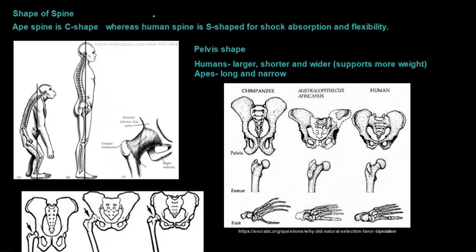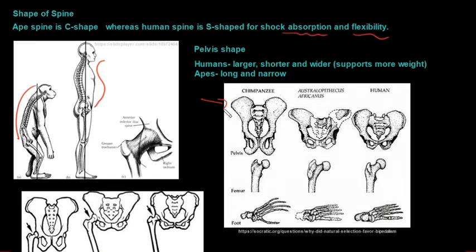Then the shape of the spine. In apes, you have a C-shaped spine, and in humans, you have an S-shaped spine. What this does is help with shock absorption and flexibility in that upright position.